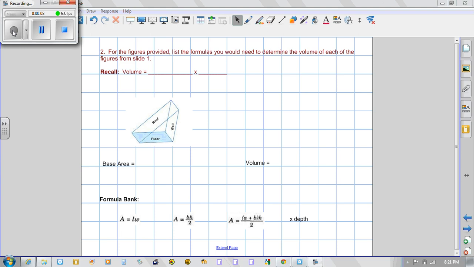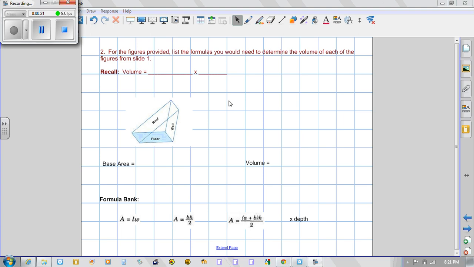Alright, welcome back to our video series on the volume of prisms. So here's another example of choosing appropriate formulas for calculating the volume of a prism. We saw this triangular prism earlier on in the first video.